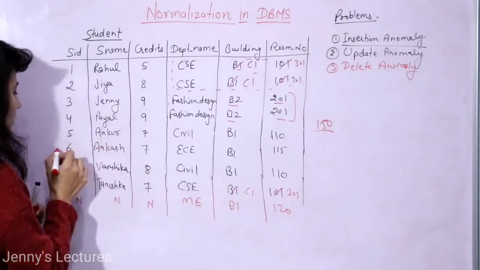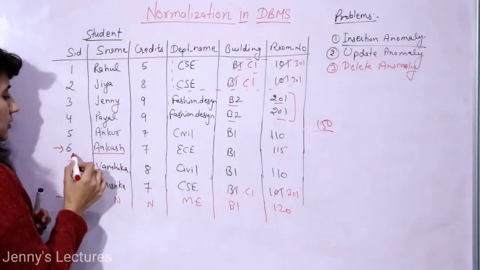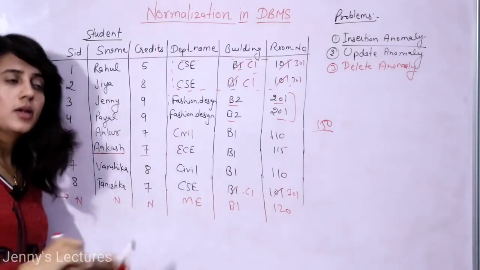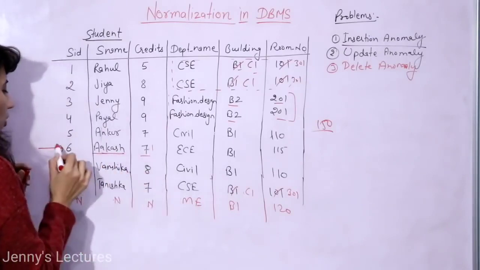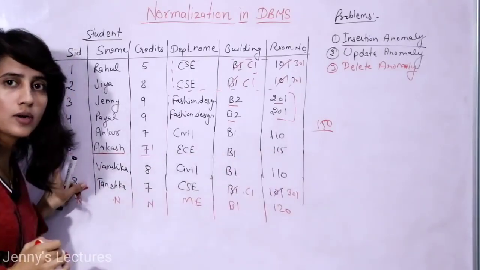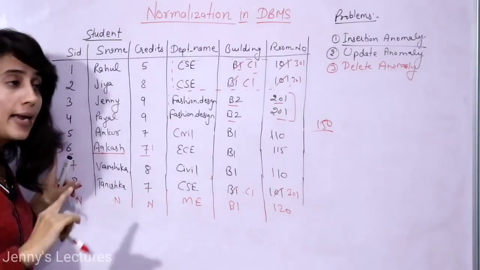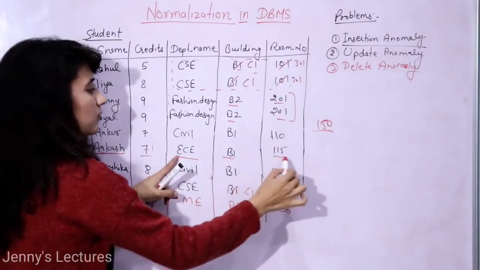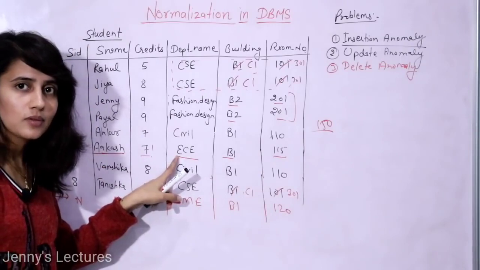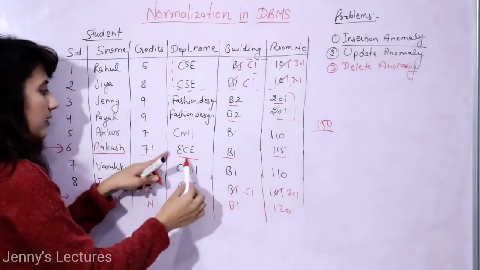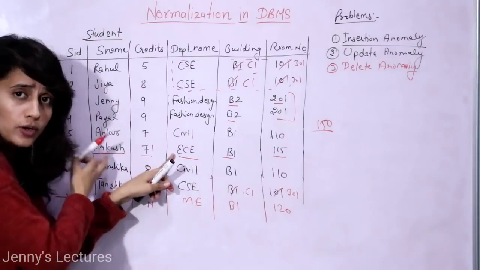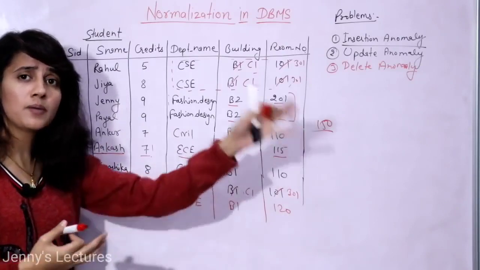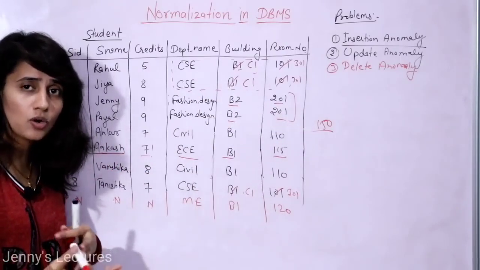Suppose I want to delete this student information, student ID 6, name Akash and credit 7. If you want to delete this information, then obviously you have to delete this complete tuple from this table. And when you delete it, automatically this department information will be deleted, because only one student is there in this department. But when you are deleting a student, maybe the student has left the college, it doesn't mean that we are going to delete the department from the college. Obviously that is not the case.